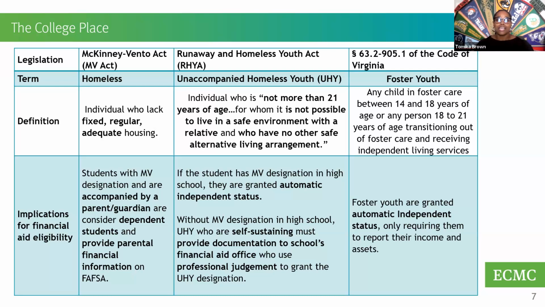The last group that I'm discussing is foster youth. Foster youth is any child who is in foster care between the ages of 14 and 18 years of age, or any person 18 to 21 years of age who's transitioning out of foster care and receiving independent living services. So that's different from foster children and foster youth. Foster children are under the age of 14, foster youth are the older bunch that receive the transitional support as they transition into adulthood, excuse me.